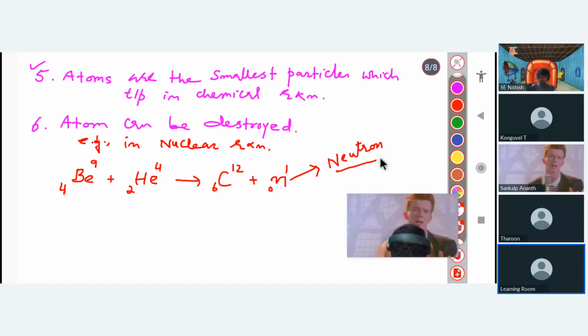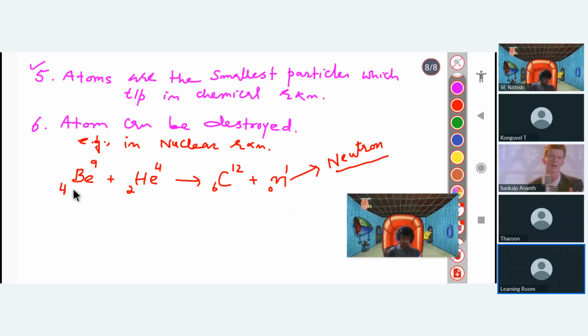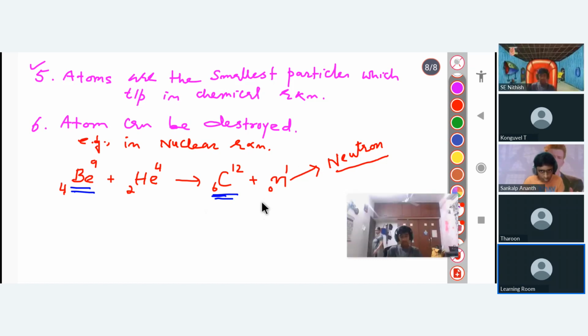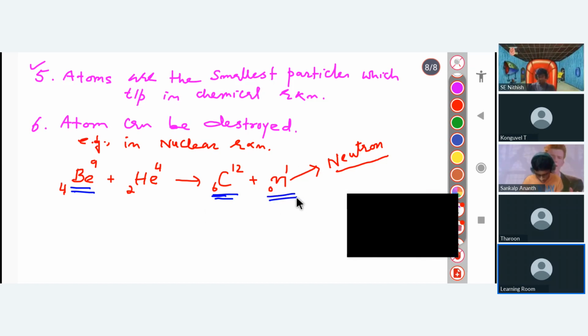Okay, now tell me here that firstly we were having this beryllium, but when this reaction takes place, it got converted to carbon. So that means we can convert one atom into another, we can destroy it, we can form a new element. So is it now clear? So that means we can destroy atom, and we have just here got another particle, that is your neutron, right?